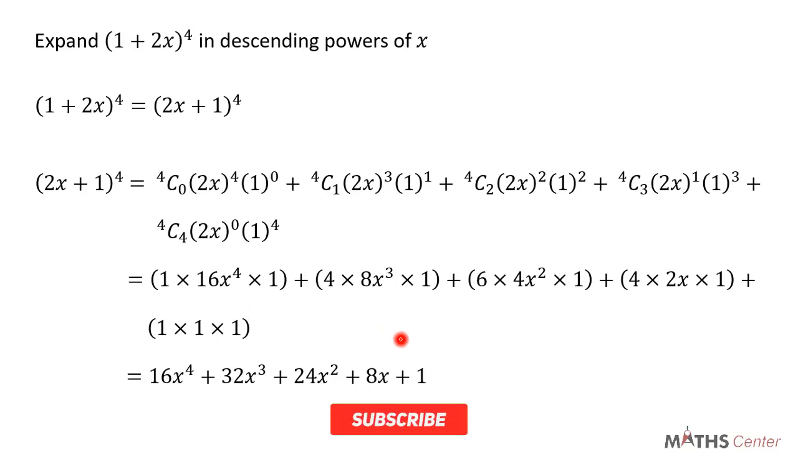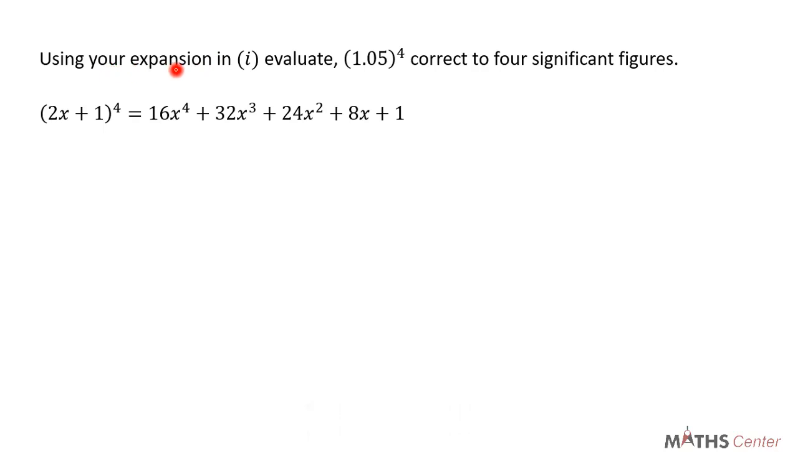Okay. Now let's look at the second part of the question. It says that we should use our expansion to evaluate 1.05 exponent 4 and correct our answer to 4 significant figures. So here, just as we have been doing all along, we will have to compare 1.05 exponent 4 to 2x plus 1 exponent 4. So we are comparing 1.05 exponent 4 to 2x plus 1 exponent 4.